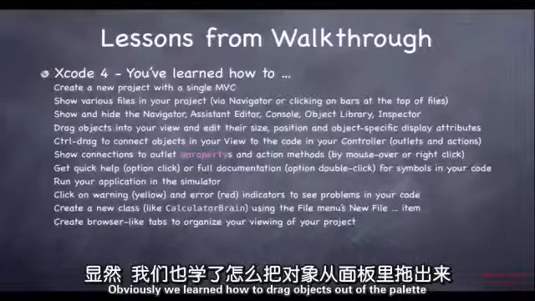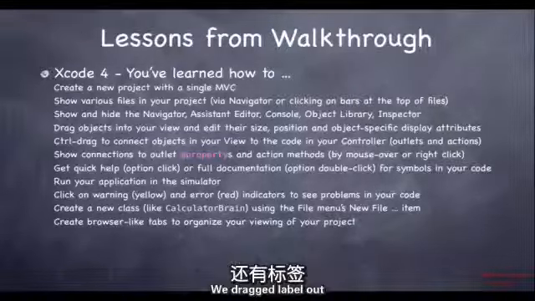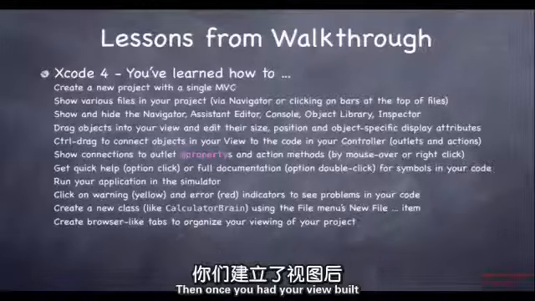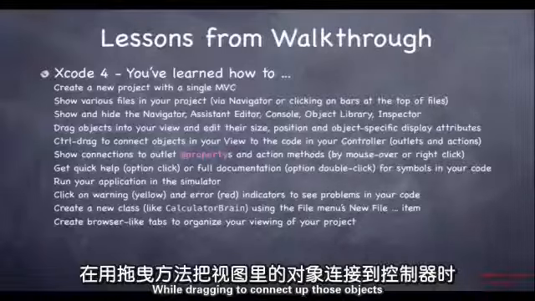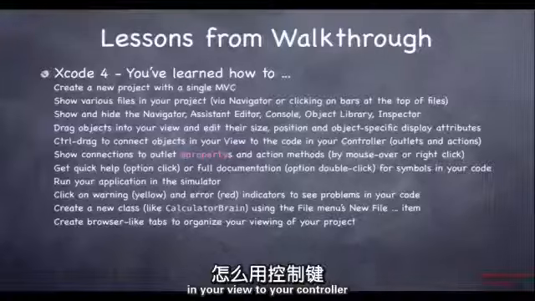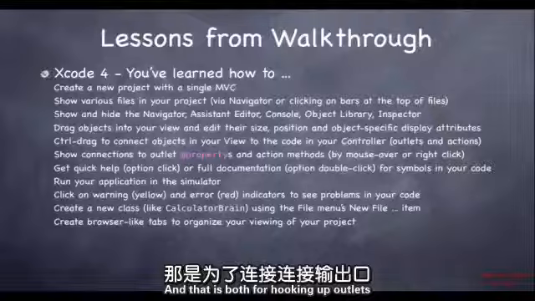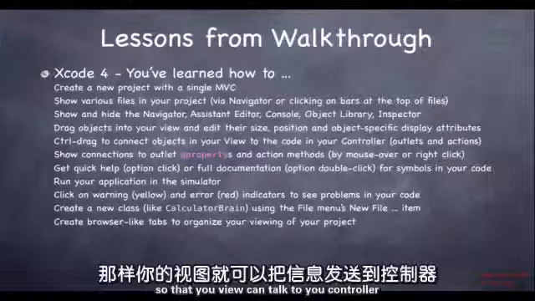Obviously, we learned how to drag objects out of the palette in the lower right-hand corner. We dragged a bunch of buttons out. We dragged a label out. So you learned how to do that to build your view. Then once you had your view built, you learned how to use the control key while dragging to connect those objects in your view to your controller by dragging directly from the objects into your code. And that's both for hooking up outlets so that your controller can talk to your view, and also hooking up actions so that your view can talk to your controller.